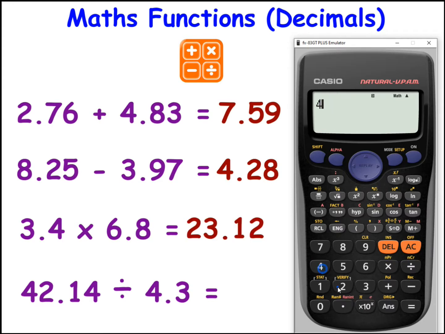And finally, 42.14 divided by 4. Now it says 3, I've put in 4 by mistake. Don't forget the delete button to go back one space and put in the correct number. Press equals. To turn your fraction into a decimal, press the SD button and your answer is 9.8. And that's how you use your decimal button on your calculator.